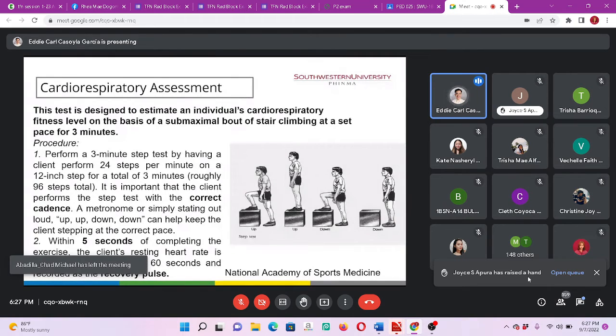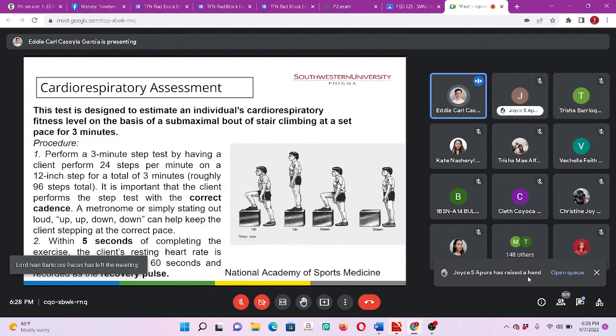Let's continue. So, again, the 3-minute step test. The challenging part there is that you need to perform this for the 3-minute mark. That's the time limit, and then the correct cadence. So always start with your right foot, followed by your left foot. Right up, left up, then as you go down, always start with your right foot again. I already posted the link for the metronome or the music that you can follow, so that you can follow the tempo, the correct cadence, to serve as your guide.